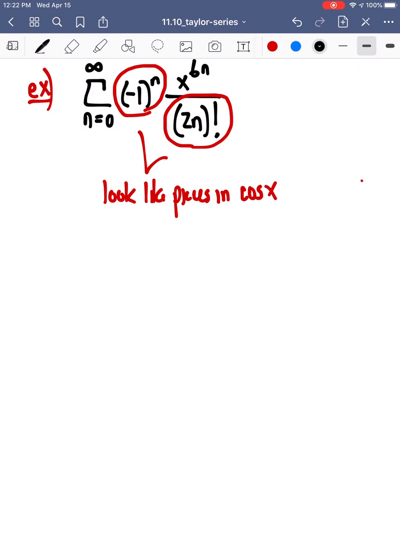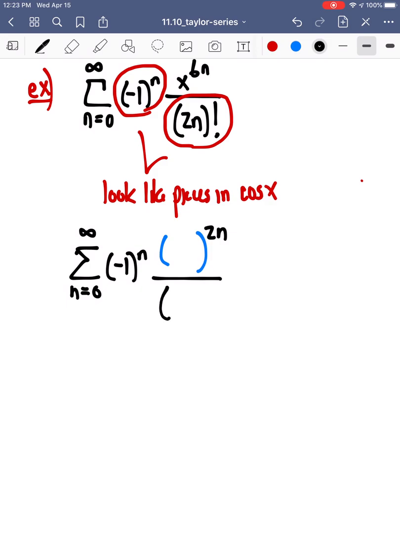So if we remember what cosine looks like, we'll just write that series out flat. It's just the sum from n equals 0 to infinity, minus 1 to the n. In cosine, we have some quantity being raised to the even power, so raised to the 2n power, all over 2n factorial. So what we have in the original series is that negative 1 to the n piece and that 2n factorial piece. So we just have to figure out how we can mathematically massage that x to the 6n to get it into the form of some quantity raised to the 2n power.